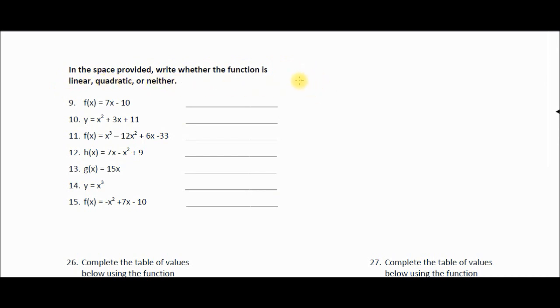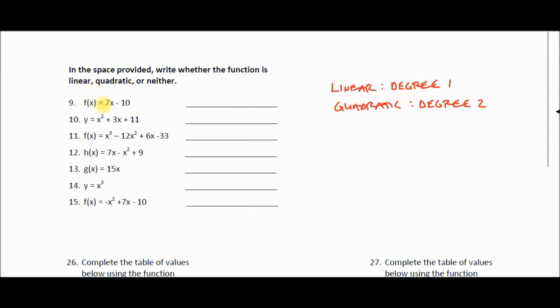What I want to have you recall from your notes is that a linear equation has a degree of 1. That means that there are no exponents in the equation that are bigger than 1. A quadratic equation is a degree 2. That means the largest exponent in the equation is 2. There's no exponent greater than that. So use this to figure out which one is linear and which one is quadratic.